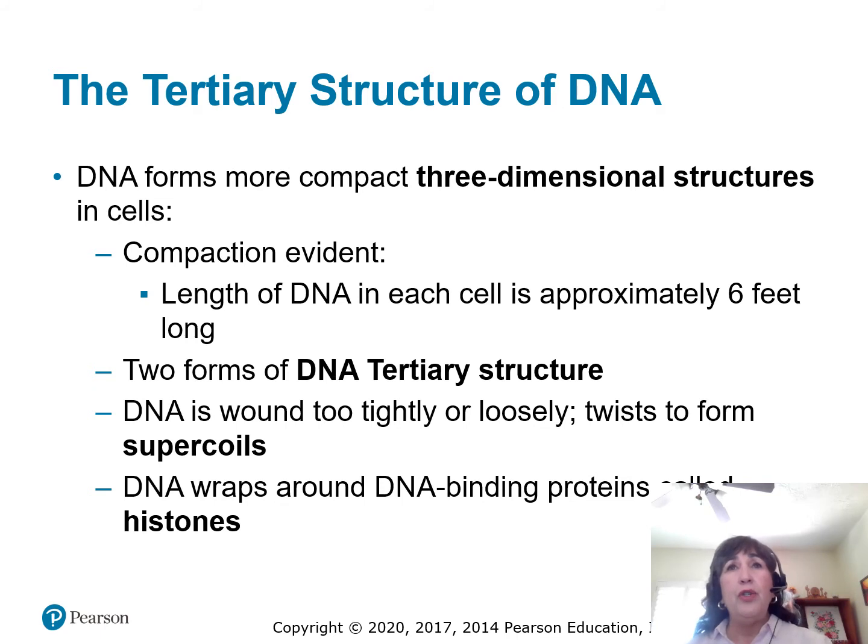The tertiary structure of DNA. Later on in this semester, we'll be talking about cell reproduction, mitosis and meiosis. And right before mitosis and meiosis, there's a compaction of the DNA molecule. How does it become condensed? Well, it supercoils, and that is its tertiary structure. It supercoils around a protein, and these proteins are called histones. So DNA wraps around DNA binding proteins called histones to supercoil, and this is often found right before mitosis and meiosis.